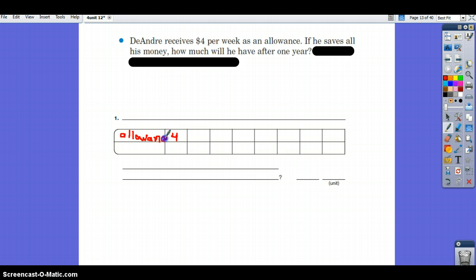Sorry, my handwriting again. And this would be weeks. Well, yes, we could break this down, and we could say in 1 week he receives $4. Well, how much does he receive in a year? Well, there's 52 weeks in a year. We multiply that by 4. 4 times 2 is 8. 4 times 5 is 20. So how much would he receive in a year? $208.